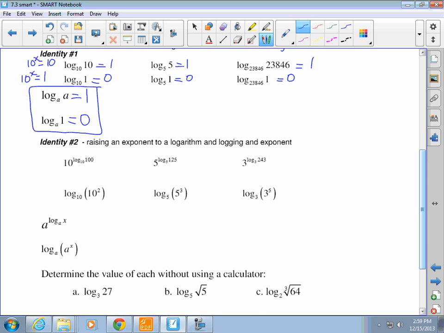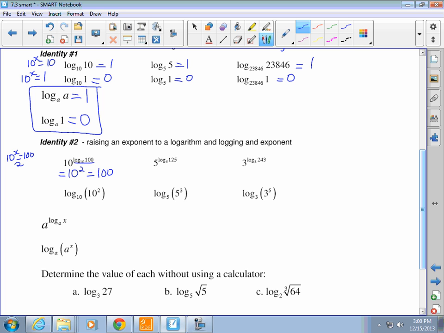Identity number 2: if you're raising an exponent to a log, or logging an exponent, then there's a rule that applies to that. So log base 10 of 100, if I look at just the power here, 10 to the power of what equals 100? Well, that's a 2. So I can say that this is actually 10 squared, and 10 squared is just 100.